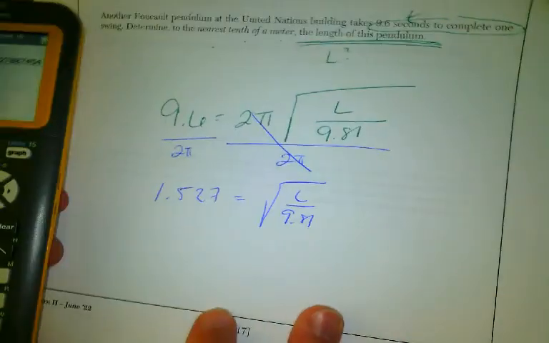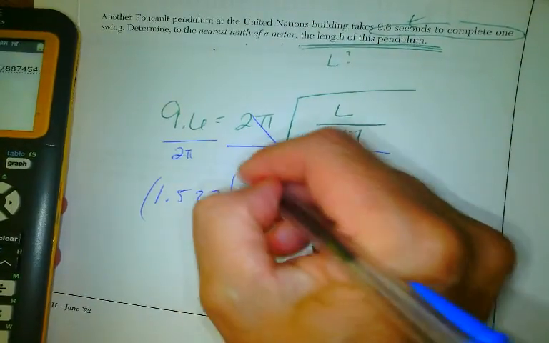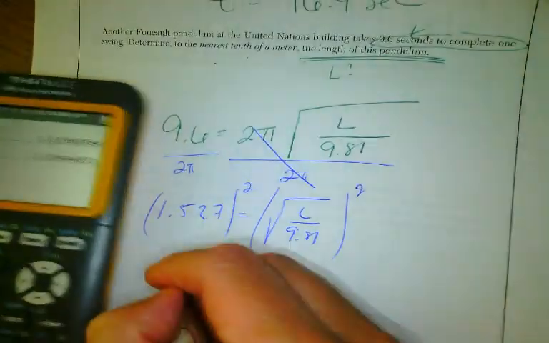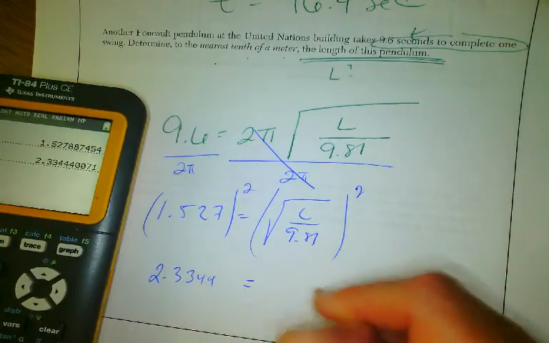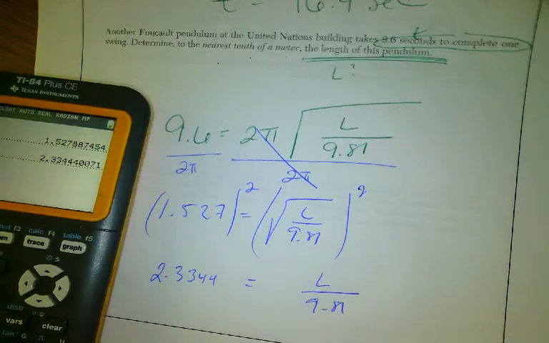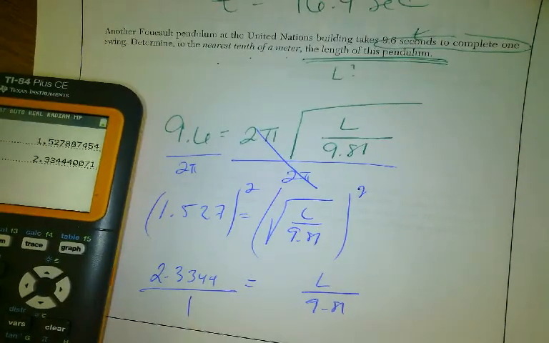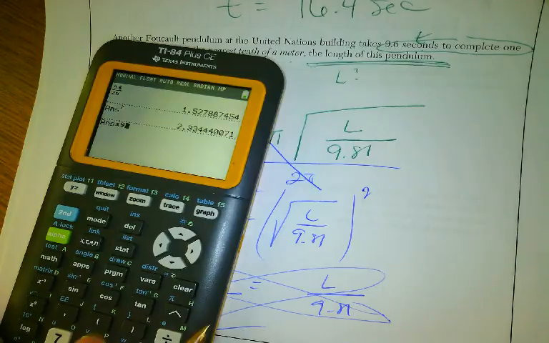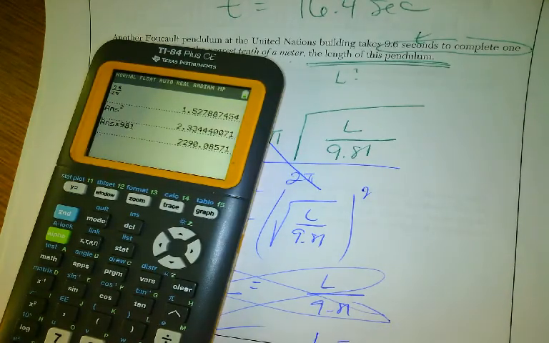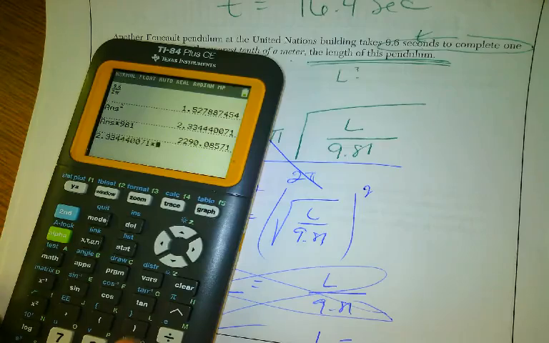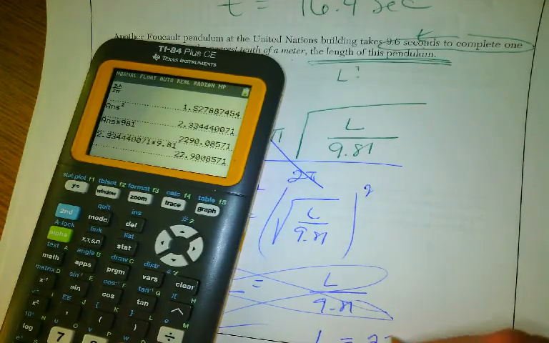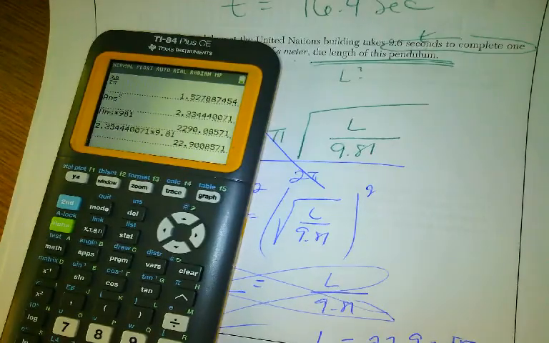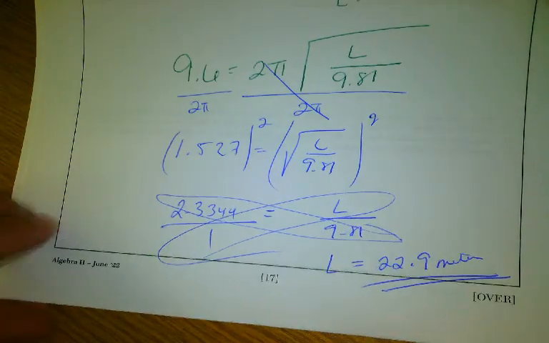Then my job is to do what to both sides? Square them. So I'm just going to square this number on my calculator. I'm taking that answer and squaring it. So now I've got 2.3344, etc., is equal to L over 9.81. How am I going to get L by itself? Probably going to put this over 1 and just cross multiply. So I'm going to take that number times 9.81 to say L equals, oops, I missed my decimal, 22.9, because I think it's the nearest tenth of a meter.